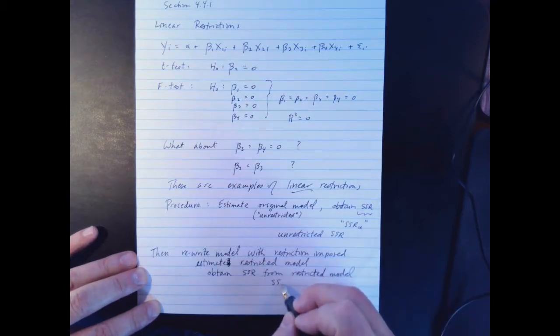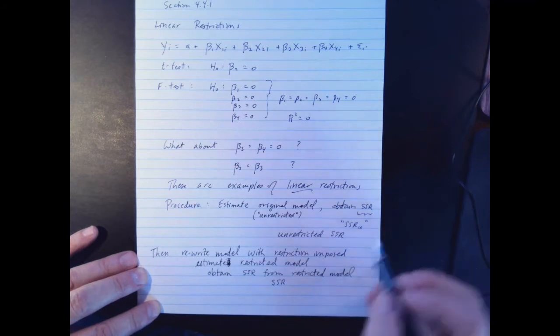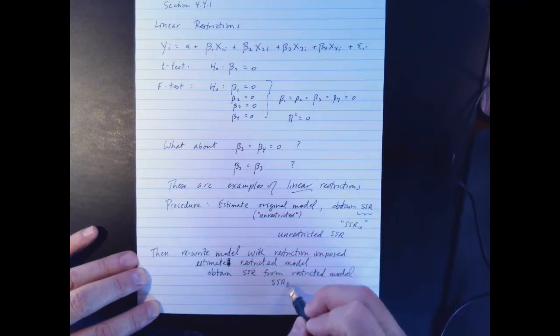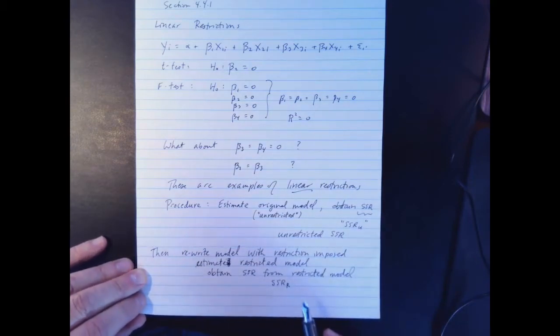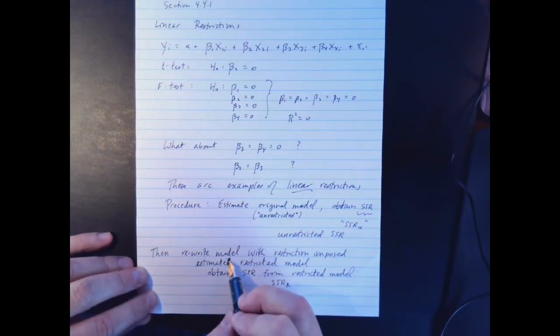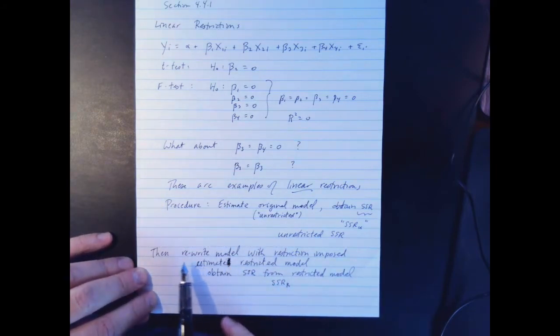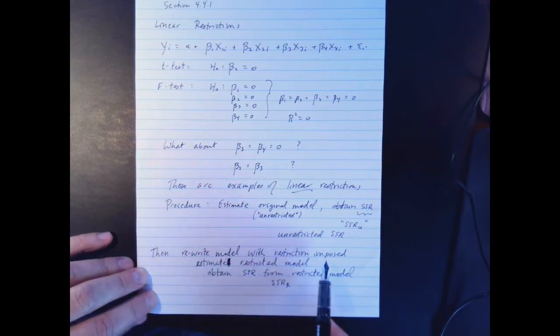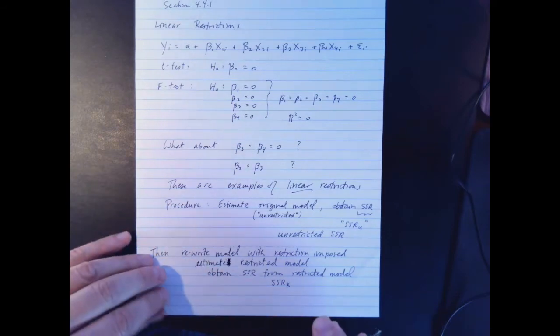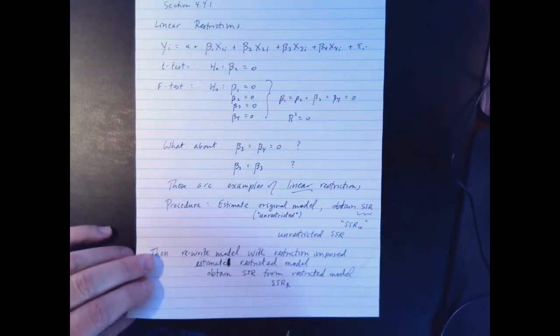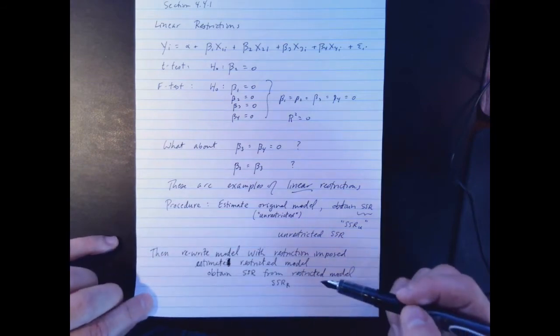And we call that SSR, and we'll put an R subscript on it. So that means this is the restricted sum of the squared residuals. So this part here, we rewrite the model with the restriction imposed. That's where the textbook kind of skips over it really quickly, and I want to spend a bit of time showing you how you do that. And then we now have two sum of squared residual numbers.